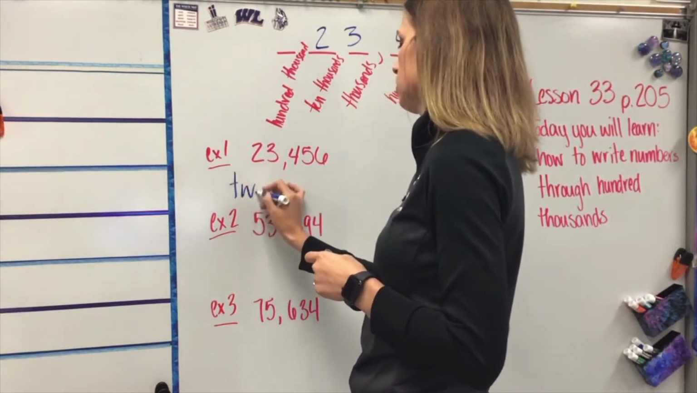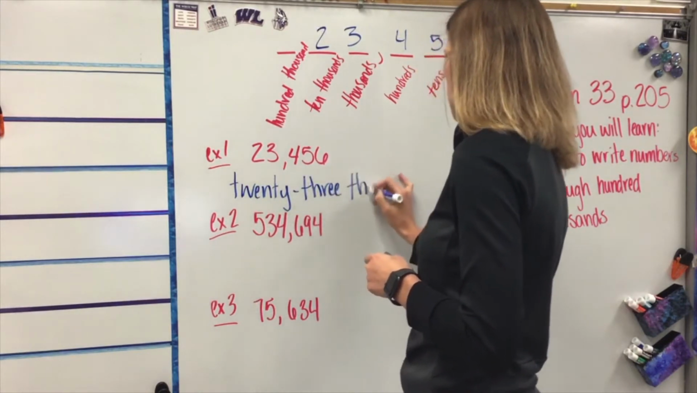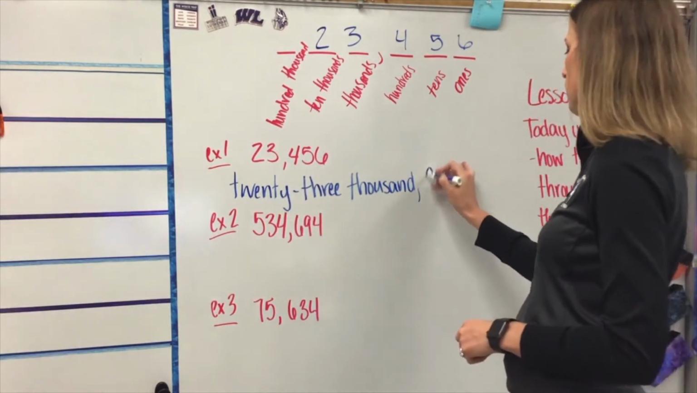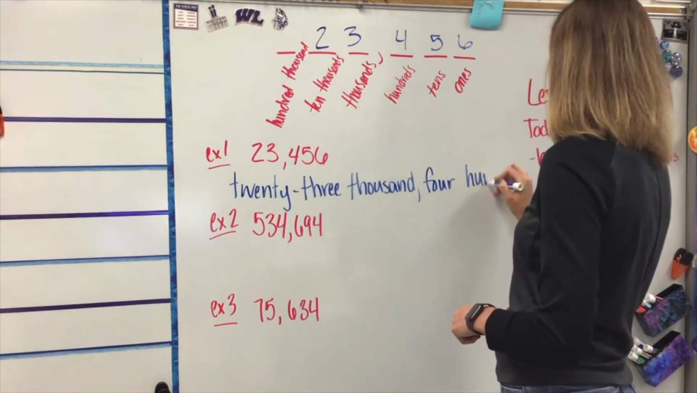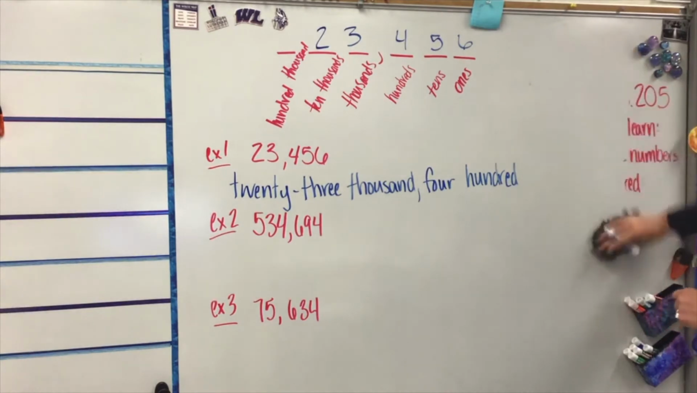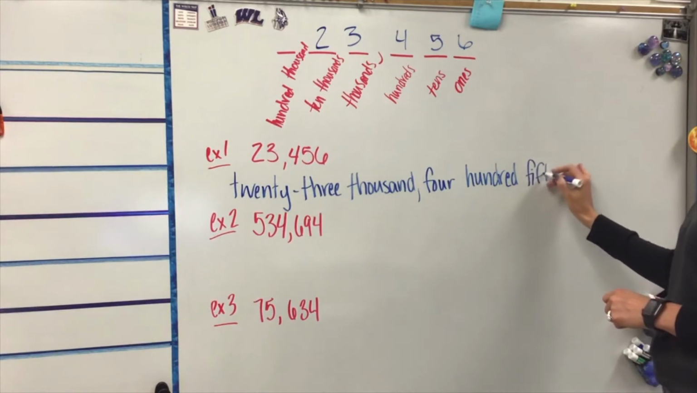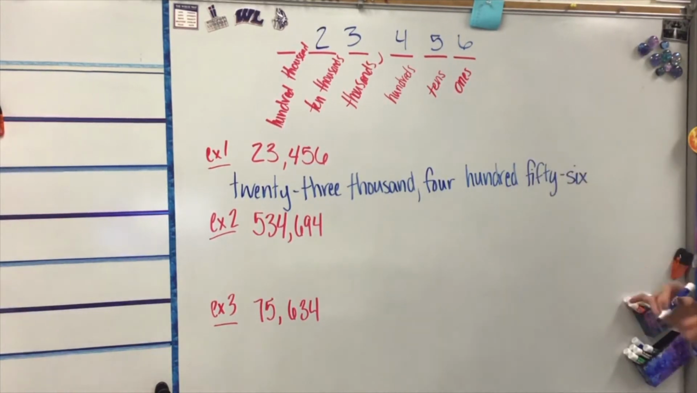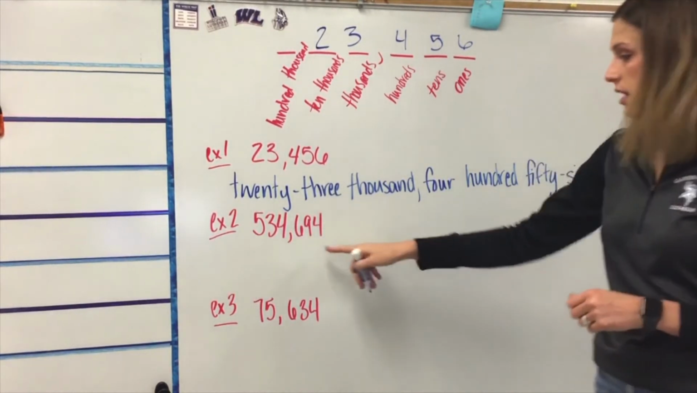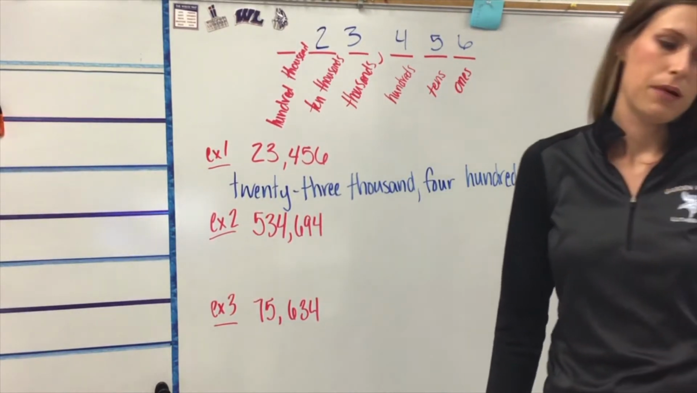You're writing this on your paper too? 23,000. I got a comma here, so I'm going to put a comma in my words. 456. Okay, so I get 23,456.